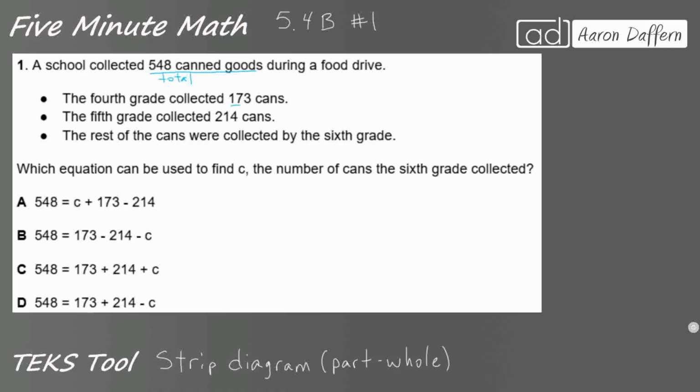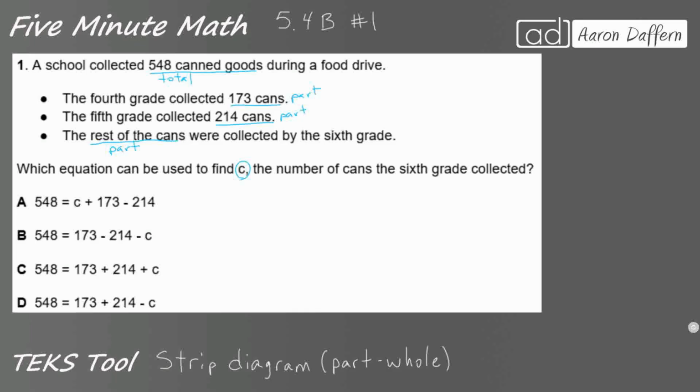And then we've got parts. So here's a part. Here's a part. And then the rest is unknown. This is the part that we are looking for. And what we're going to do is represent that with C. So let's look at how we could represent this with a strip diagram to understand the relationship, because there's a few different ways that we could actually find C.